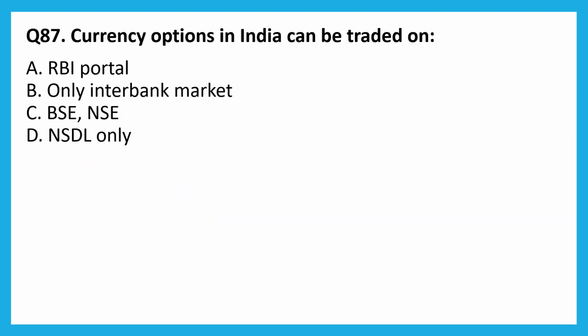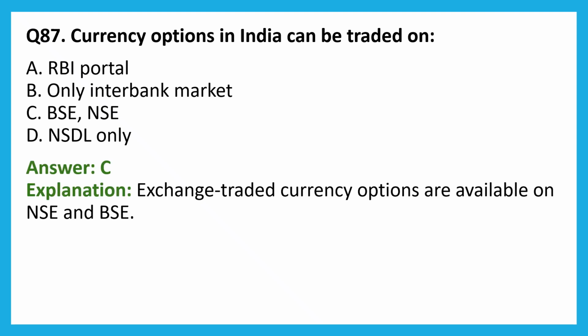Next question. Currency options in India can be traded on option A RBI portal, option B only interbank market, option C BSE NSE and option D NSDL. Correct answer is option C BSE and NSE.